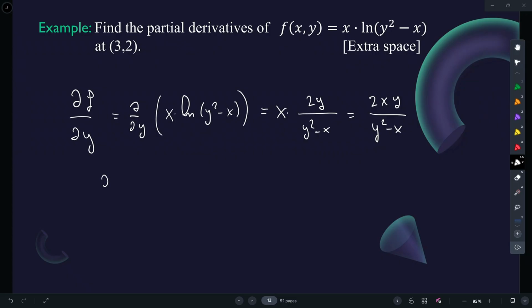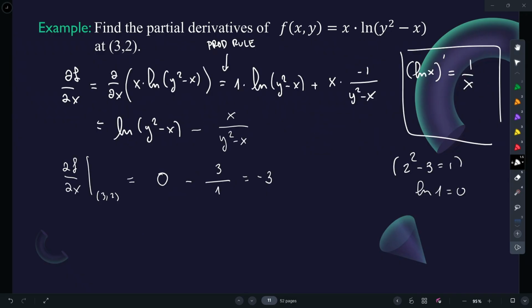Now evaluate at 1, 1. Why 1, 1? I'm living in the past. 3, 2. Again, y squared minus x at 3, 2 is 1. So this is going to be 2 times 3 times 2 divided by 1. So it's 4 times 3, 12.